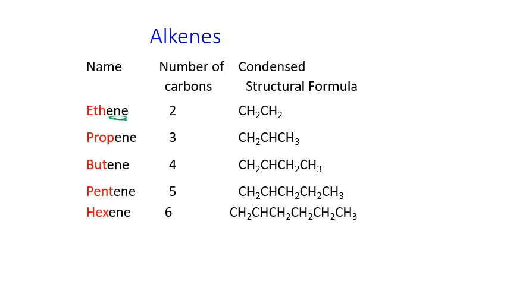For the number of carbons, ethene, if you have 2 carbons, and the structural condensed formula is going to be CH2=CH2 this time. Remembering the general formula is CnH2n.